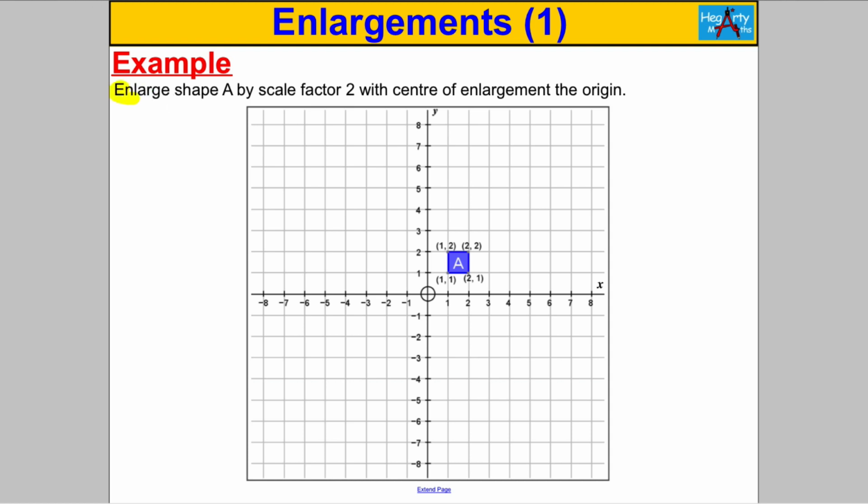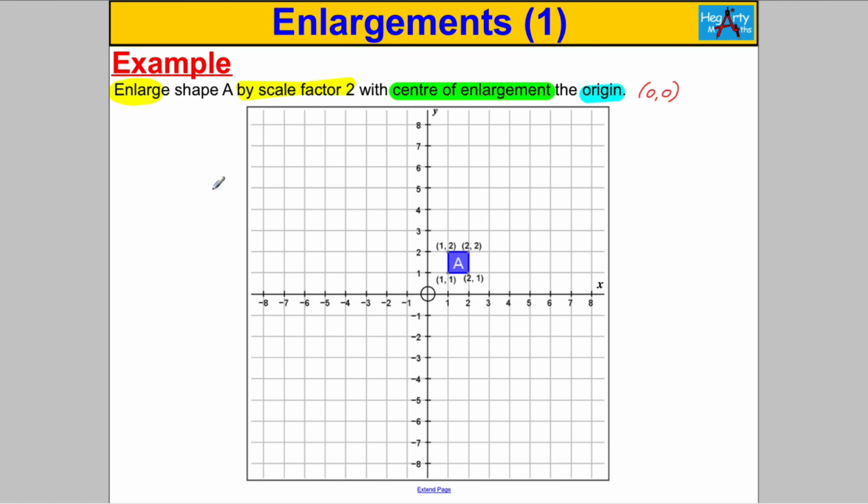Okay, this question asks us to enlarge a shape, this square here, by scale factor 2, that's length scale factor 2, and it also tells us the center of enlargement is the origin. Now the origin of the axis just means 0, 0. So we want to enlarge this shape by twice the size but through a center of enlargement 0, 0.